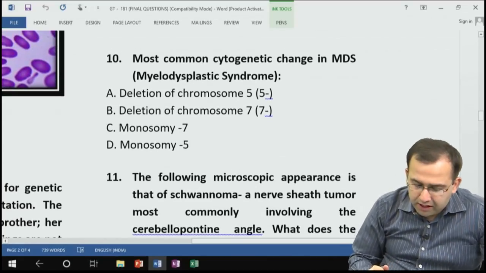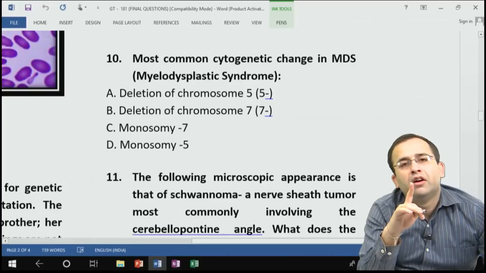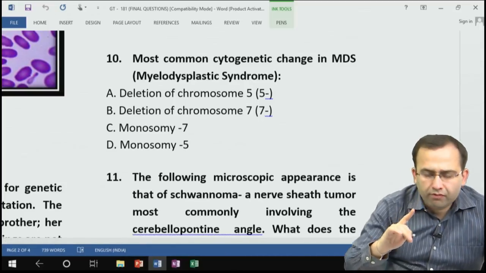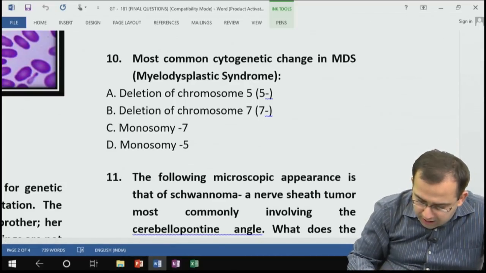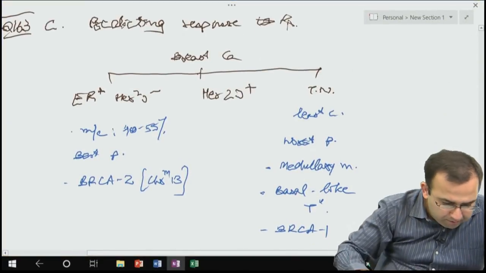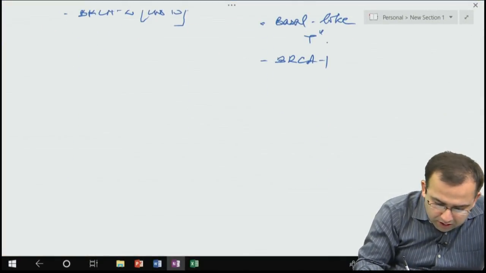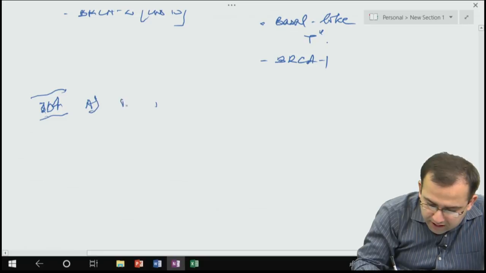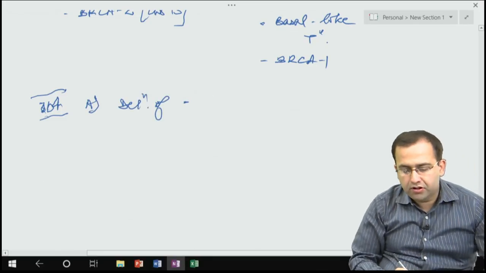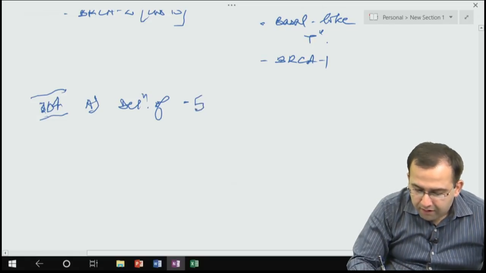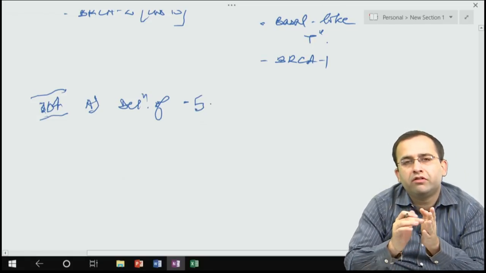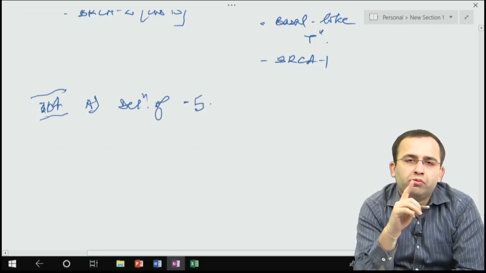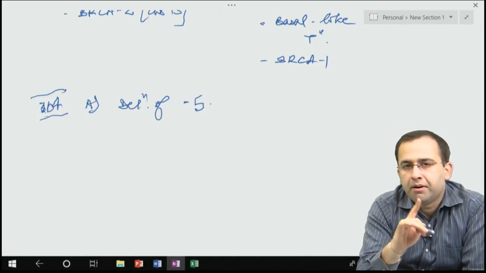Most common cytogenetics in MDS is isolated deletion of chromosome 5. The answer is A. Question 164: that is deletion of chromosome 5. Isolated deletion of chromosome 5 is the most common cytogenetics in MDS.